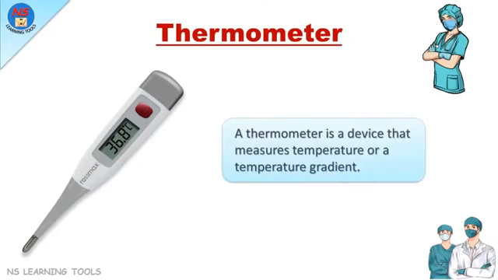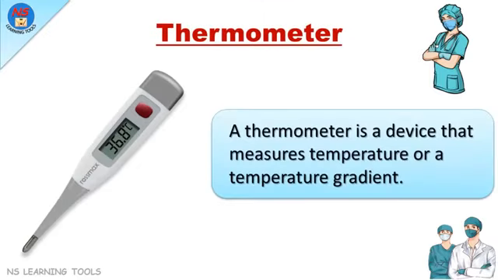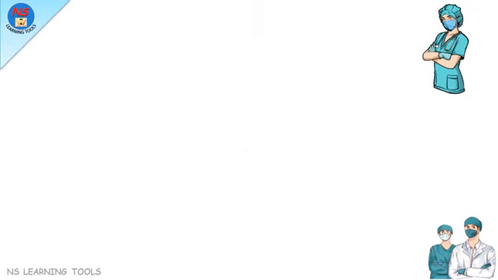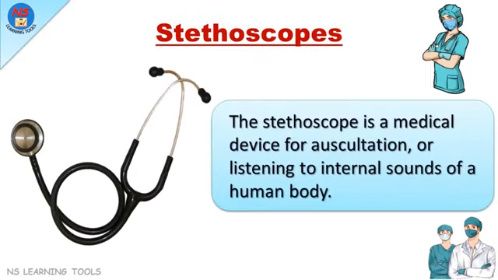Thermometer. A thermometer is a device that measures temperature or a temperature gradient. Stethoscopes. The stethoscope is a medical device for auscultation or listening to internal sounds of a human body.